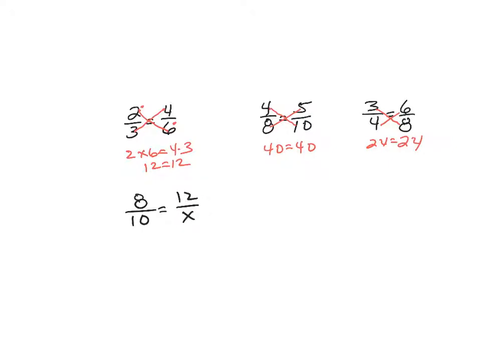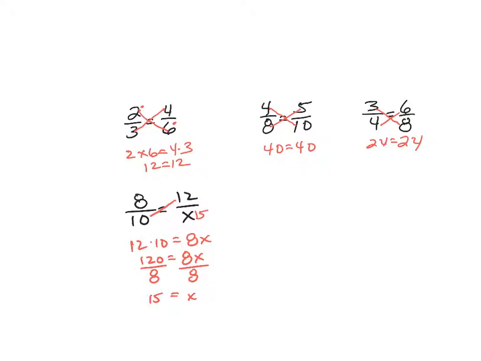So I have 8/10 is equal to 12 over x. If I wanted to figure out what that x is, all I need to do is go through and multiply the two that I know. I know 12 times 10 has to equal 8x. Well, 12 times 10 is equal to 120, so 120 has to equal 8x. If I divide both sides by 8, I'm going to get x is equal to 15. So 8/10 is the same thing as 12/15.